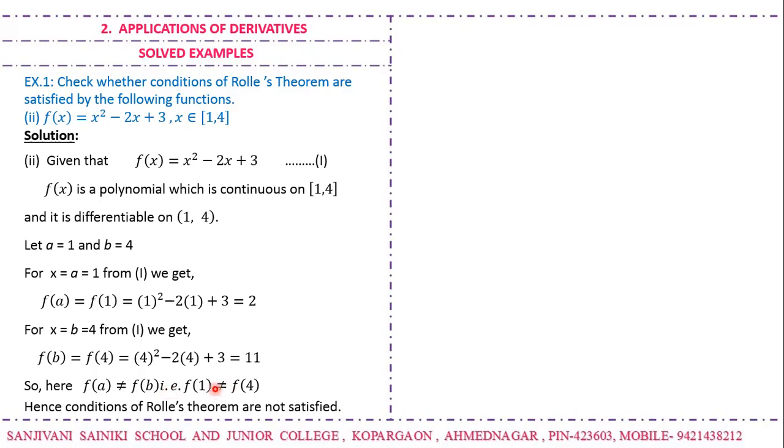So we say that the given function does not satisfy Rolle's theorem. Now, does not satisfy Rolle's theorem, what does it mean? It means there doesn't exist any tangent which is parallel to the x-axis in the given interval. That is the meaning of Rolle's theorem not being satisfied. This is the second example.